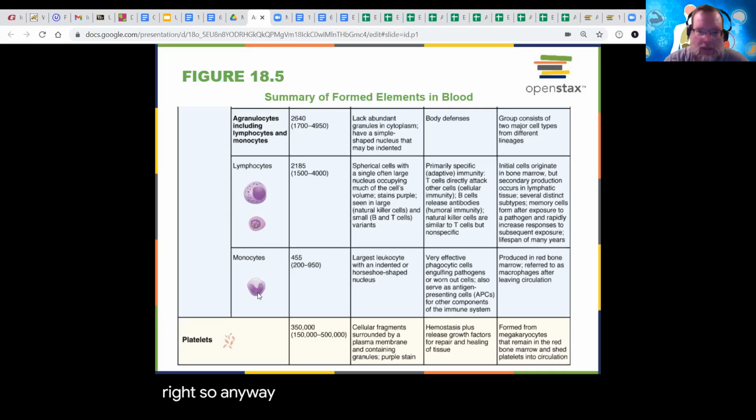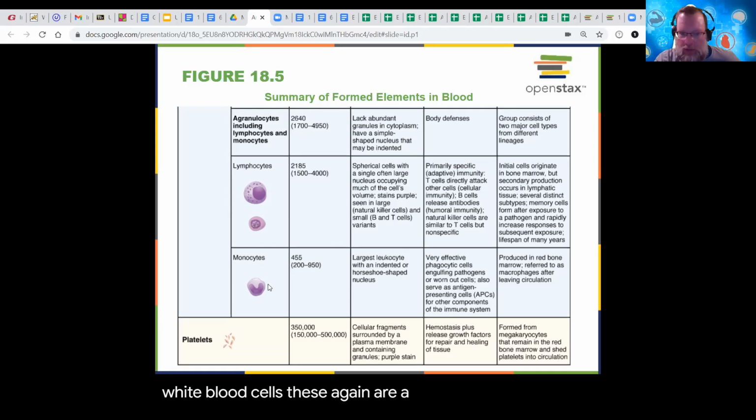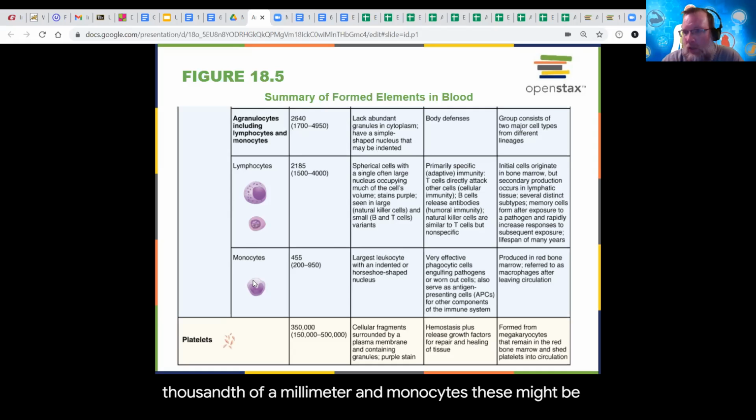All right, monocytes are the last white blood cells. These again are agranular. They have kind of a horseshoe-shaped nucleus. These are the largest of all the white blood cells, so they'll stick out quite a bit. Red blood cells are only about 6 to 8 microns in diameter, micrometers, very tiny, a thousandth of a millimeter. Monocytes might be close to 20 microns, so about 3 to 4 times the size of a red blood cell.